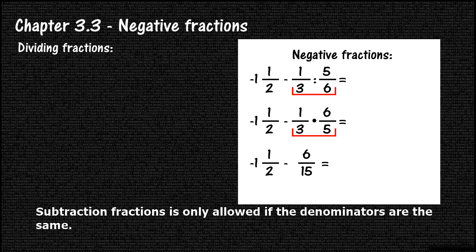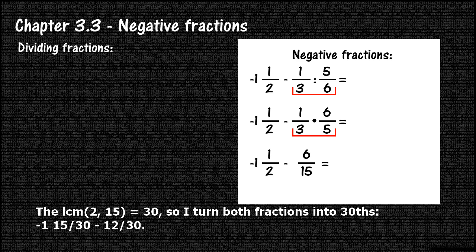Subtracting fractions is only allowed if the denominators are the same. The LCM of 2 and 15 is equal to 30, so I turn both fractions into 30ths. Minus 1 and 15 over 30, minus 12 over 30.